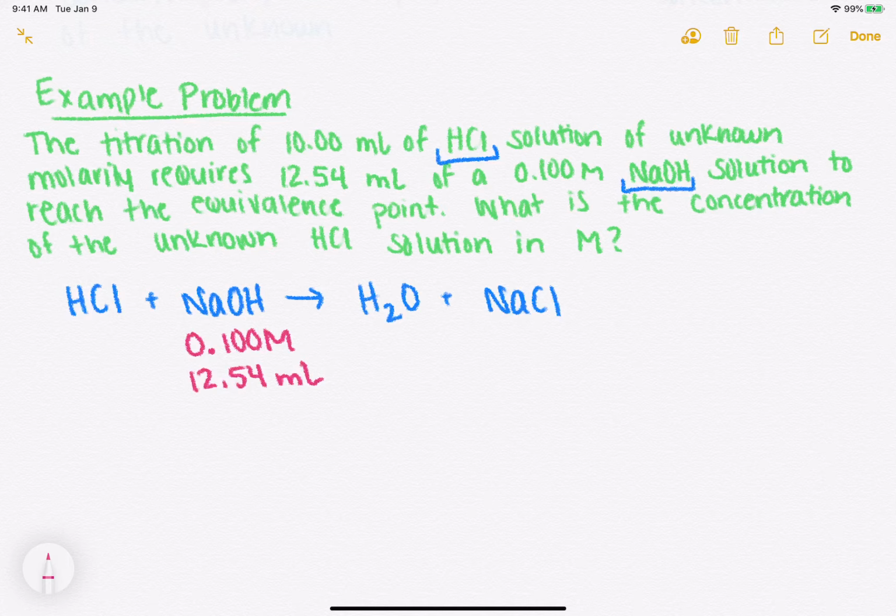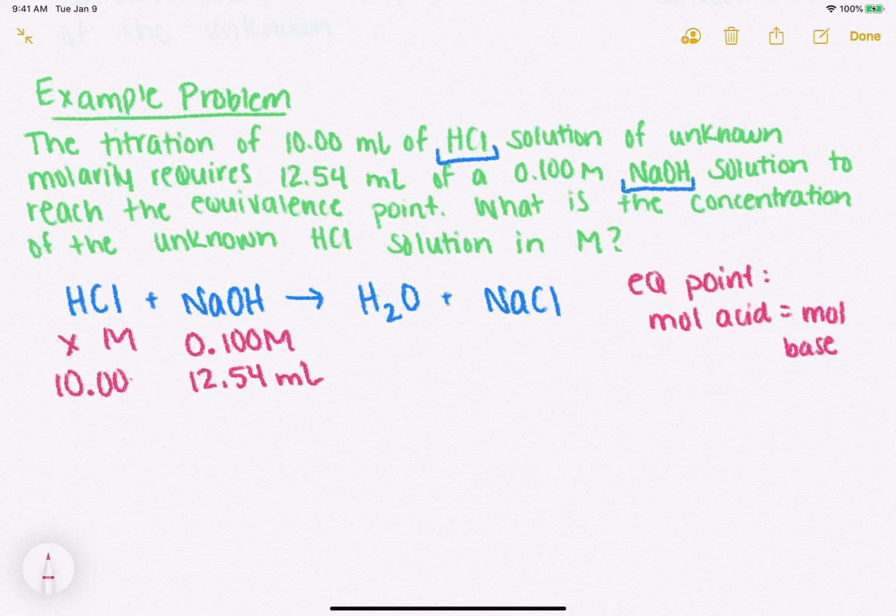So what is the equivalence point? Well, the equivalence point, I'm going to abbreviate that as EQ point, is when the moles of acid equal our moles of base. So when we know that the moles of acid and the moles of base are equal, we can use that information to figure out information about the other substance. Because the problem here is that we don't know the molarity of our HCl, so I'm going to call that our X. But we do know that we have 10.00 milliliters of it.